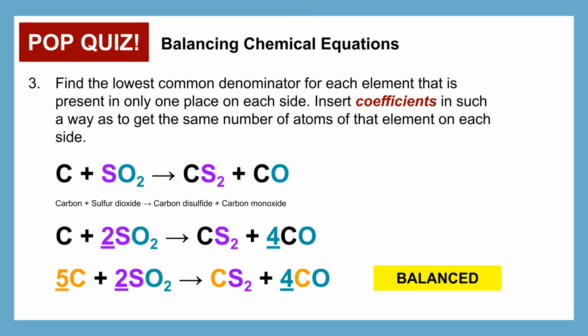Once the atoms are counted, we adjust coefficients to make the number of atoms equal on both sides. Here, sulfur and oxygen are balanced first by placing a coefficient of 2 in front of sulfur dioxide. Then carbon is adjusted last, resulting in 5 carbon atoms on the left. At the end, all elements have equal counts, which means the equation is balanced. The key idea is to change numbers in front, not inside formulas.